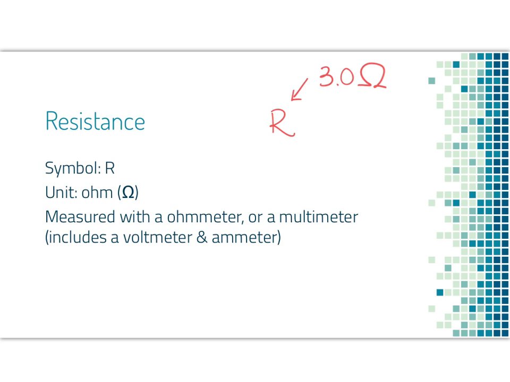Resistance is measured with an ohm meter or a multimeter. A multimeter just includes different measurement devices, so it'll include a voltmeter and ammeter as well.